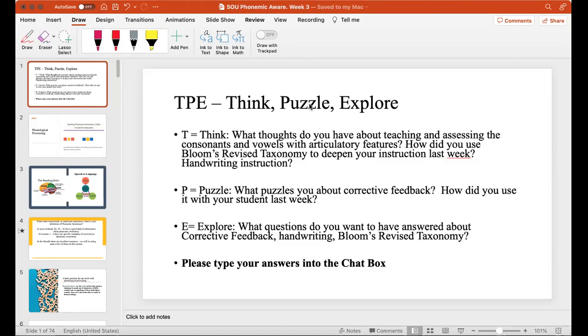Okay. So we've got a few people's answers. One of the things that was said in the chat is that Bloom's was overly complex, that it was harder for kids to respond.